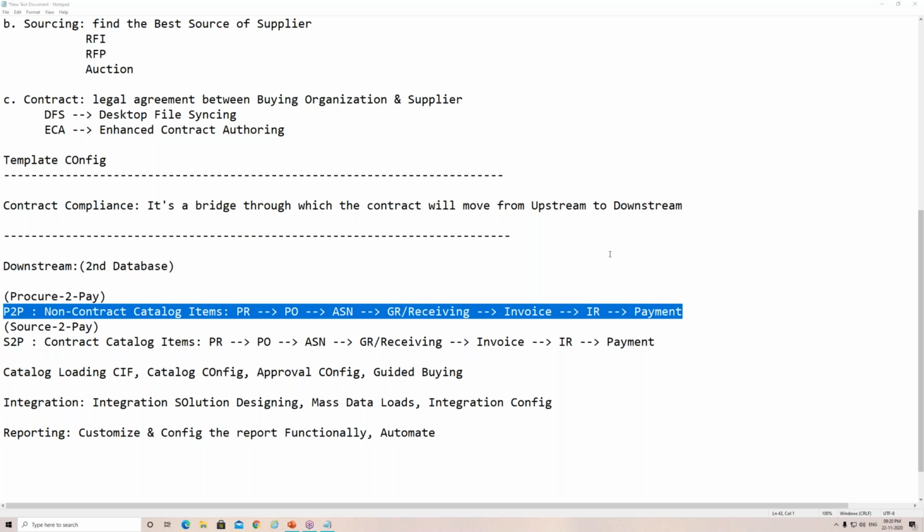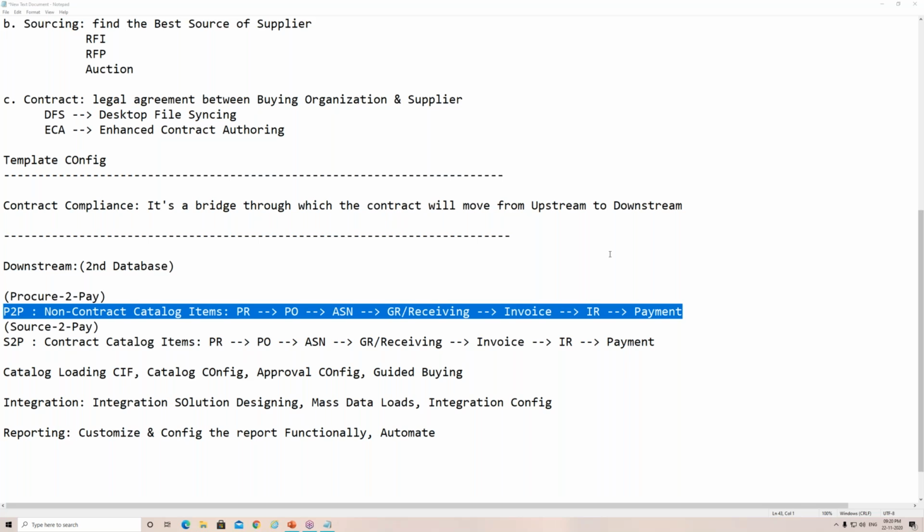Now the clients mostly got fed up. They asked why the buyer has to use two URLs, and to combine upstream and downstream into a single URL. So what Ariba did was, in the user interface part, they combined both applications into a single application. But from the database level, they could not do it. Why? Because on a technical level, the data structure, the database tables, everything has to be mapped properly. That is a huge exercise.